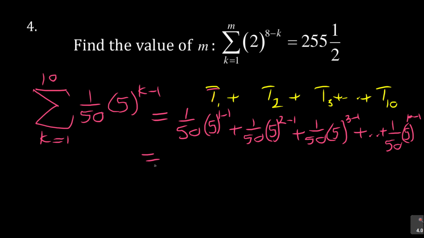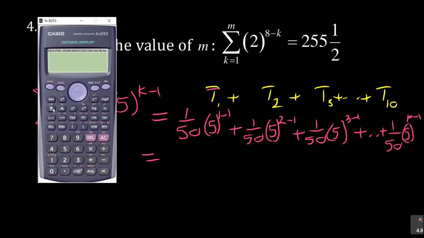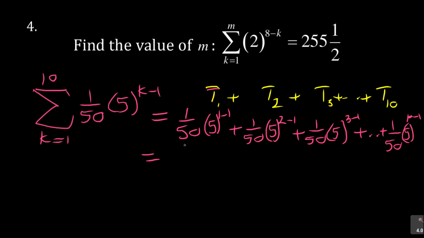Then you can simplify with the calculator. You need to get this 1 over 50 in here, and then bracket 5 to the power 1 minus 1. Let me just do it for your sake. The answer is 1 over 50. Let's go back one: 2 minus 1 there. It's 1 over 10. For the third it's 1 over 2, so it was 1 over 50 plus 1 over 10 plus 1 over 2 plus, and you can try this one for 10 minus 1.